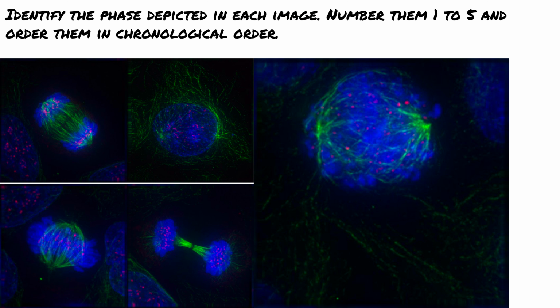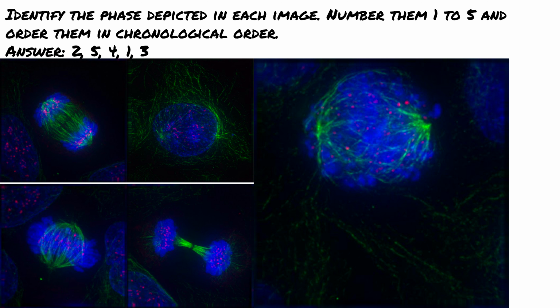So identify the phase depicted in each image and number them 1 to 5 and order them in chronological order. This phase is number 1, this phase is number 2, this phase is number 3, this phase is number 4, and this phase is number 5. And you should declare them by which phase comes first, which phase comes last. This image does not contain cytokinesis. I'm going to give a little bit of time and then go to the next slide.